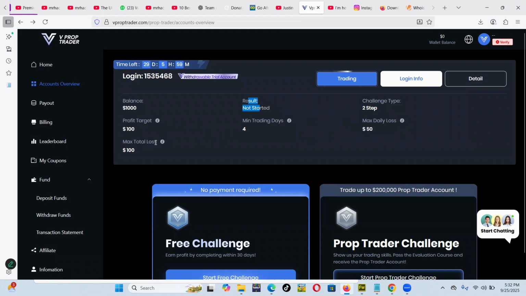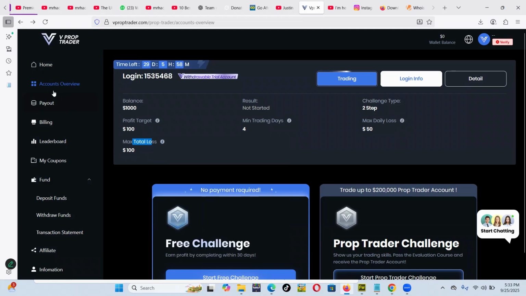Then we have a maximum daily loss and maximum total loss. This is one of the most important rules. You cannot lose more than $50 in a day, which is 5% of the $1,000 balance. If your account equity drops by more than $50 in one day, you instantly fail the challenge, even if your account is still in profit overall. It's important to know that.